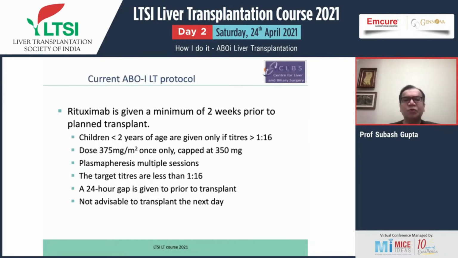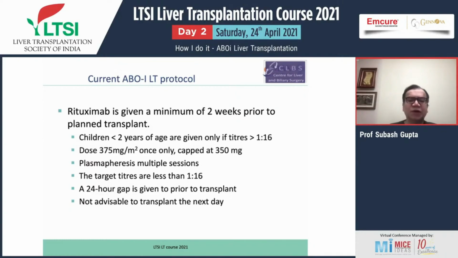The current protocol is rituximab 2 weeks prior to transplantation. Children less than 2 years are only given it if titers are greater than 16, at 375 milligram per meter squared, I think capped at 375. Plasmapheresis, multiple sessions. Target titers are less than 1:16. A 24-hour gap is given prior to transplantation.